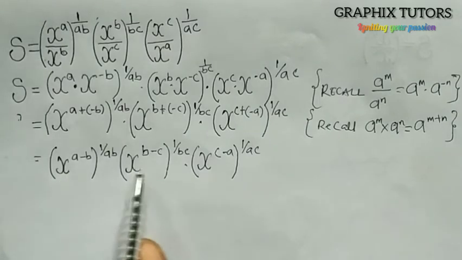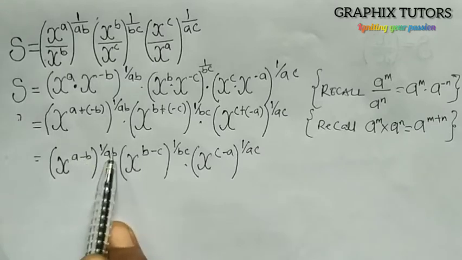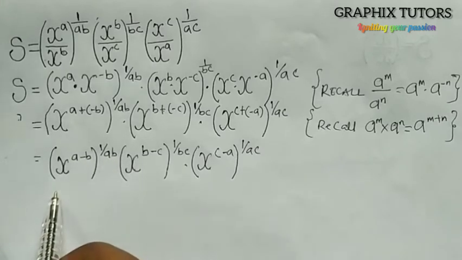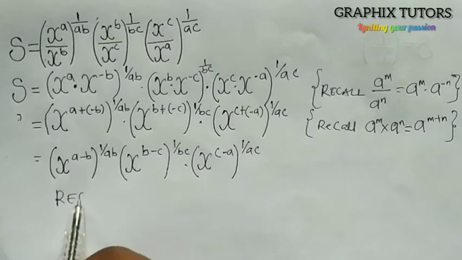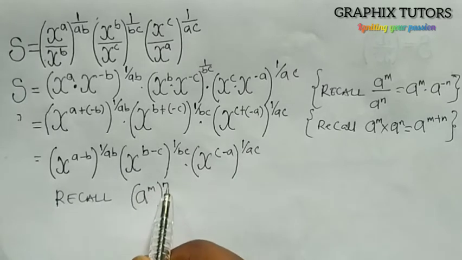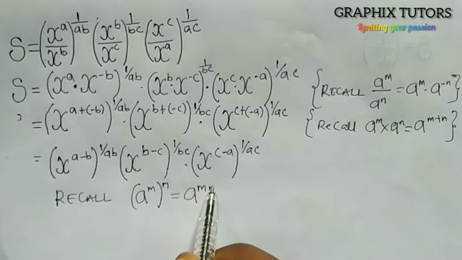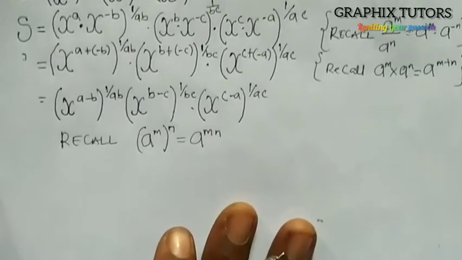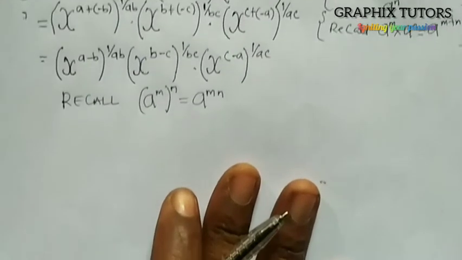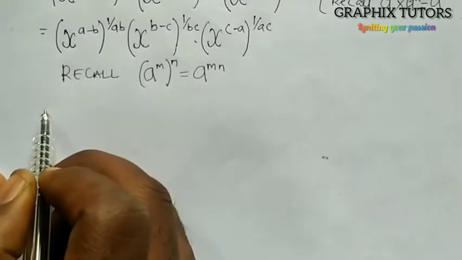Now what do you notice? I have the same base multiplying each other. It means before that I need to multiply this. How will I do that? Recall, if I have a to the m, to the power n, like this, I'll be having a to the mn. That's another law. Now we'll move forward.